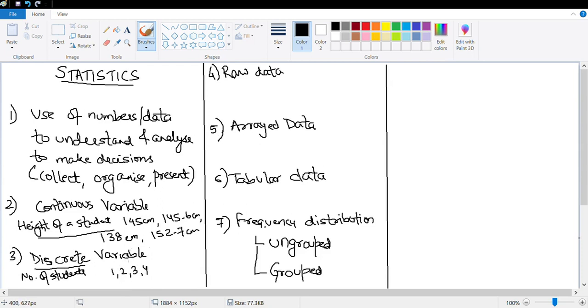Another example, let's say, what are the shoe sizes? Like I said earlier, shoe sizes of students. Someone can have a shoe size of 6, someone can have 5, someone can have 7. There is no 5.1 shoe size. That's why this is discrete.